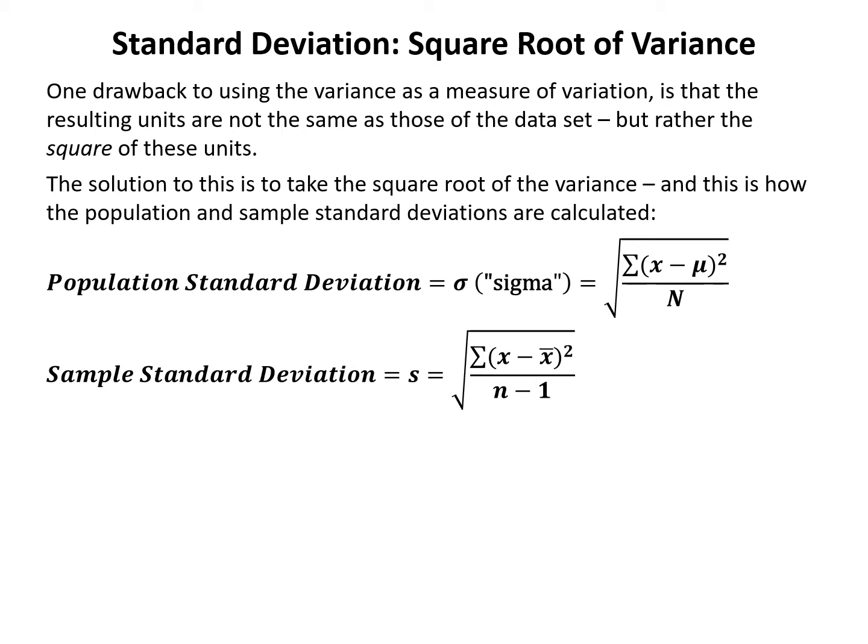So the formulas on this slide show us that the population standard deviation, which is equal to sigma, is simply equal to the square root of the sum of the squares of the deviations, x minus mu, divided by the population size, big N. While the sample standard deviation, which equals S, is equal to the square root of the sum of the squares of the deviations, x minus x bar, divided by the sample size minus 1, little n minus 1.